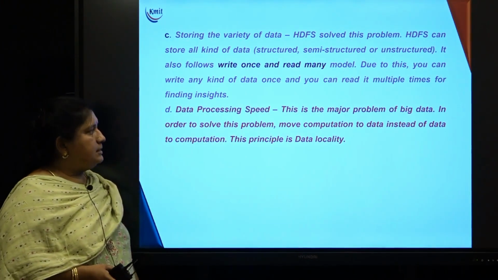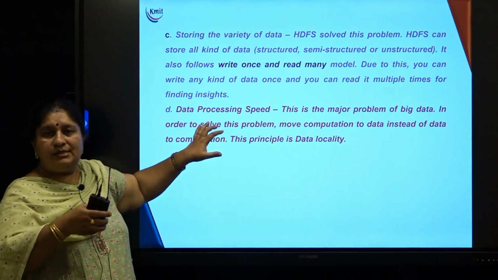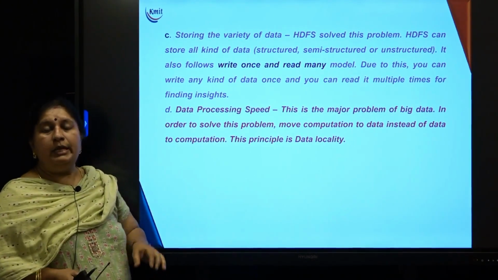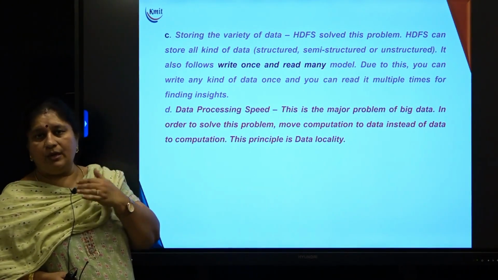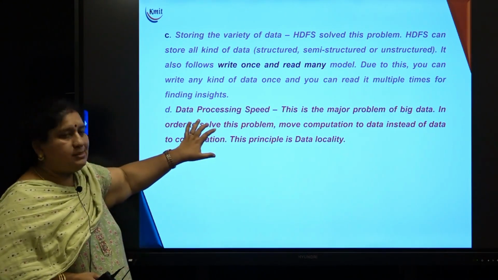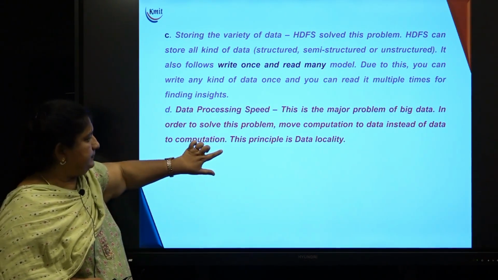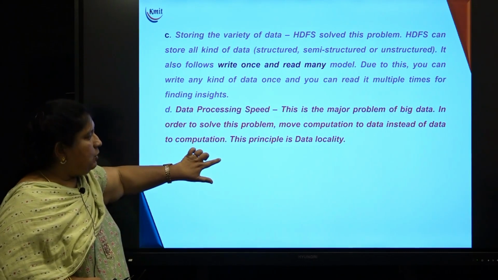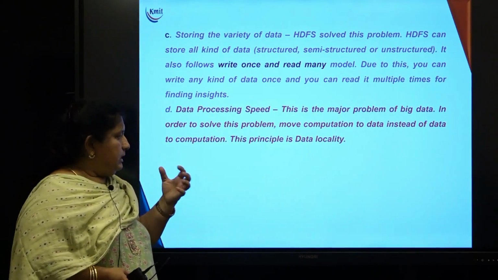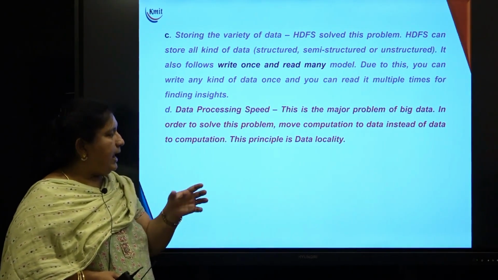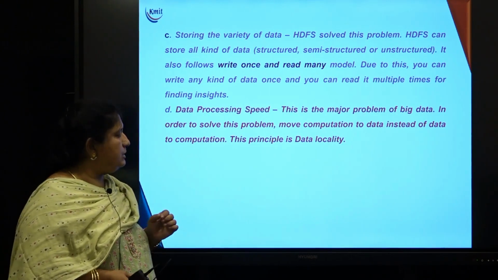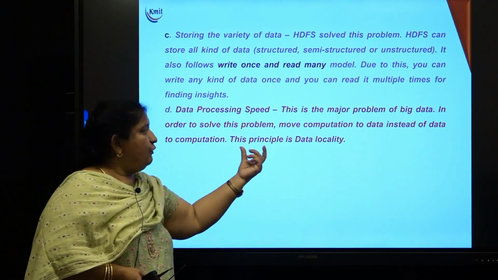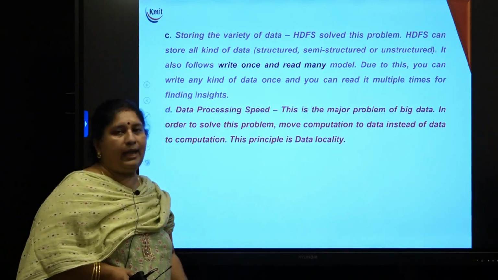And data processing speed, because the processing is distributed across a network, multiple nodes will be working on the question we posted, so the processing will be done very fast. And because the data is distributed and the processing is also happening in a distributed manner, we say this is following the principle called data locality.